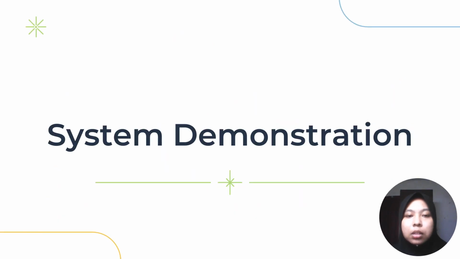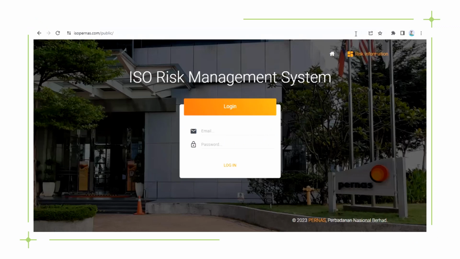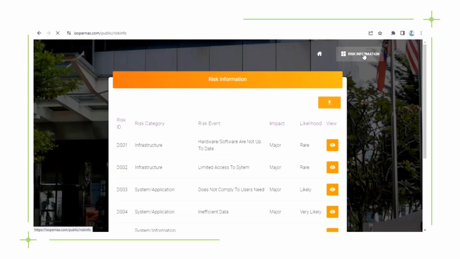The last part is the system demonstration. This is the ISO risk management system, and for the public user, we go to the risk information button at the top right side, and this is the risk information page that views the risk information.